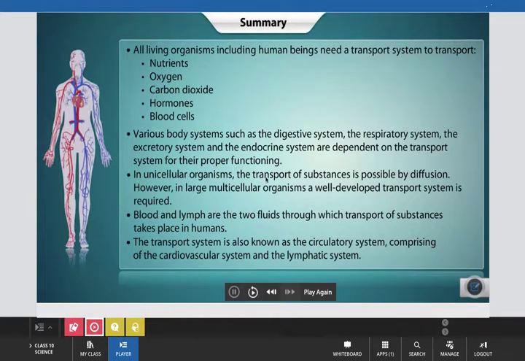In unicellular organisms, the transport of substances is possible by diffusion. However, in large multicellular organisms, a well-developed transport system is required. Blood and lymph are the two fluids, or fluid connective tissues, through which transport of substances takes place in humans. The transport system is also known as the circulatory system, which comprises the cardiovascular system and the lymphatic system that we have learned from this presentation. Now come to know more about the other parts of transportation in humans. Come to the next presentation.